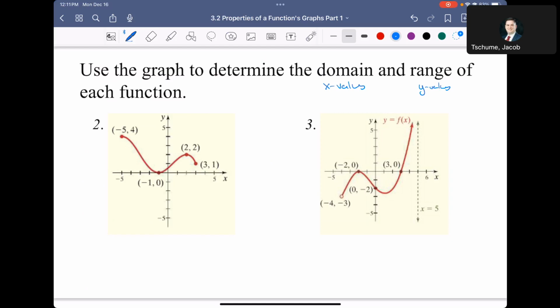So how do we do this from a graph? Here's kind of my way of teaching this. Let's begin with the first graph.